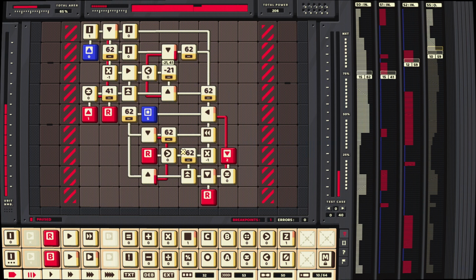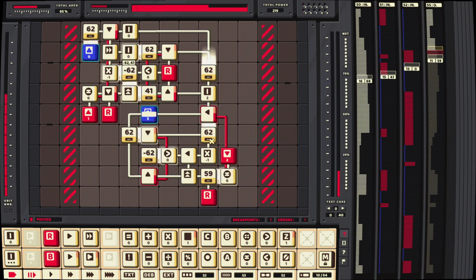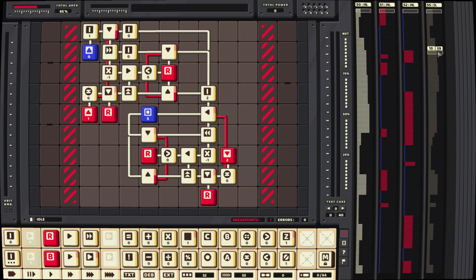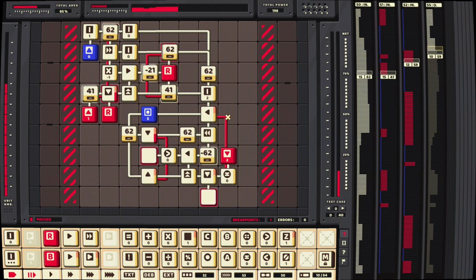Wait, is it down here? 62. Yeah, what is this value supposed to be? 59. Why is 62 chosen? Because I searched for the bigger one here. Oh. Should I have searched for the smaller one then? Should I flip these guys? Wait, 62 still comes out.